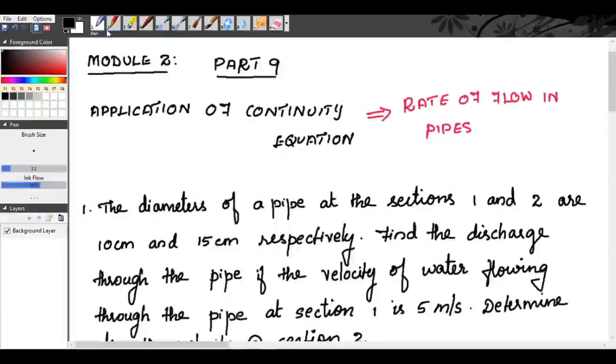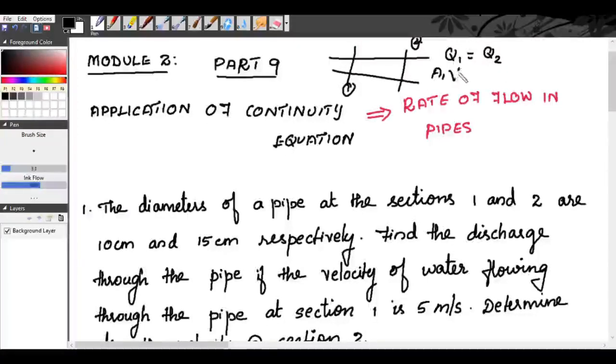Welcome everybody once again. This is our ninth class for module 2. In the last class we saw what is discharge, that is, the rate of flow, and we saw the continuity equation. We know the continuity equation: in a pipe where water or some liquid is flowing, the discharge at these sections remains the same. That is, when you have a pipe like this, if one is a section and 2 is another section, our Q1 will be equal to Q2. That is, the discharge at section 1 will be equal to discharge at section 2.